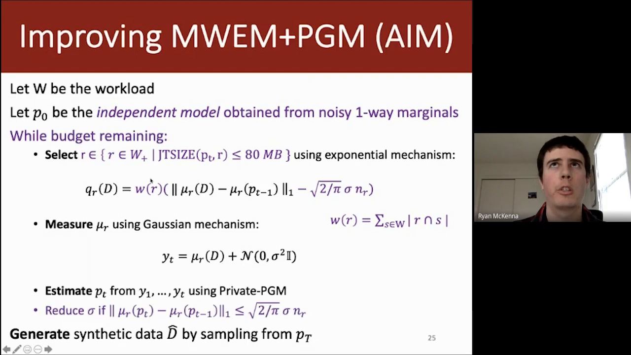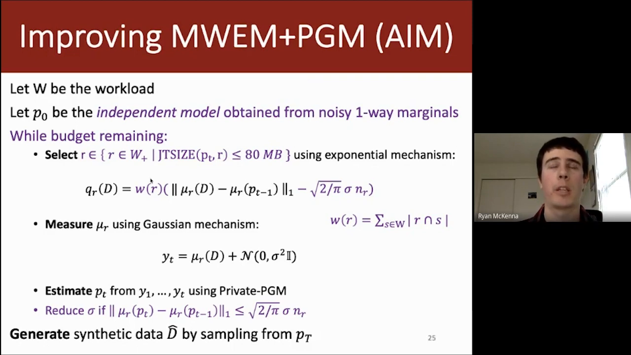The final change that we can make is getting rid of the pesky hyperparameter. So instead of running for a fixed number of rounds, we can just run until we use up all of our privacy budget. And we're going to adaptively reduce the noise standard deviation as we proceed through the mechanism. So if we get to a round where we don't learn much in that round, like if the difference between PT and PT minus 1 is small, then we're going to reduce sigma because we've sort of stopped learning much at the current value of sigma.